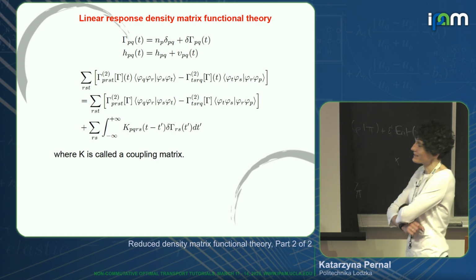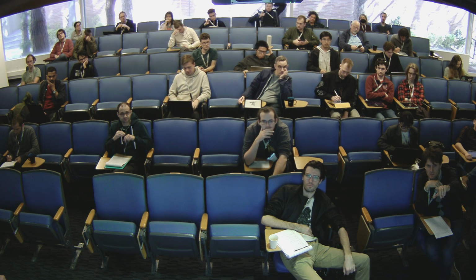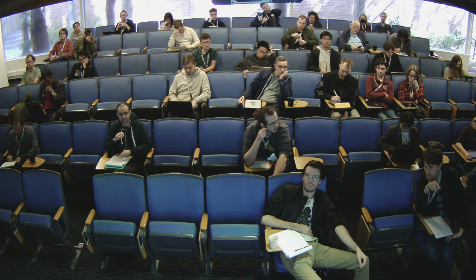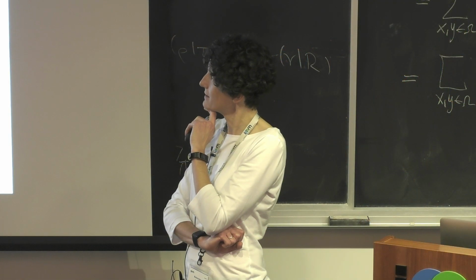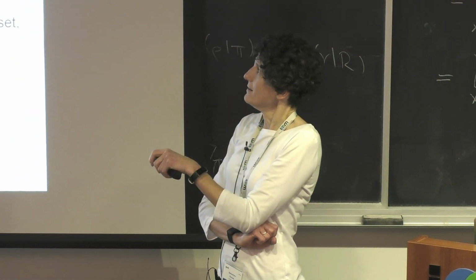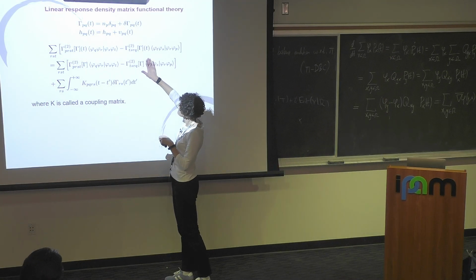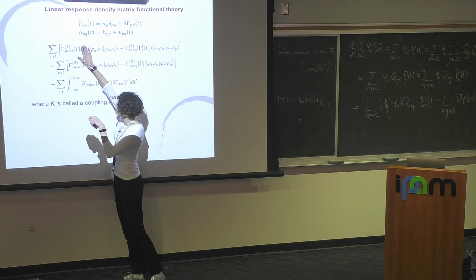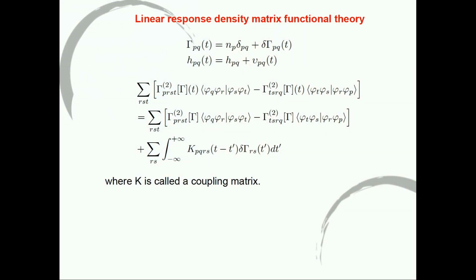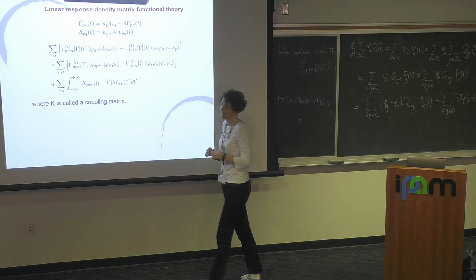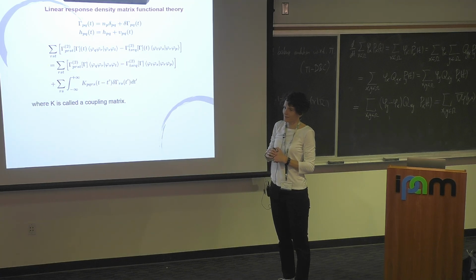Sorry, I'm a bit lost. Why gamma 2 of gamma? Is it again because gamma is gamma 1, since by the Runge-Gross theorem, gamma is gamma 1 at time t? So what does this notation mean? Yes, gamma 2 is a functional of gamma, but everything is time dependent. And gamma in itself is gamma 1, the one reduced density matrix at time t. Yes.